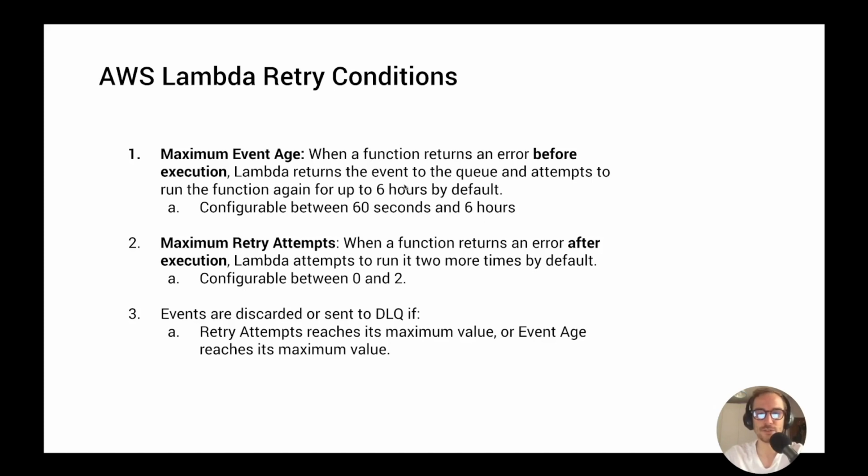So the Lambda function will return the event to the queue and attempt to run the function again for up to 6 hours, based on how you configure the event age. Then when the error happens after the execution, the Lambda function will attempt to run the function 2 more times by default. You can still configure this value between 0, so no retry at all, and 2. Events are discarded or sent to the dead letter queue if the retry attempts reach their maximum value.